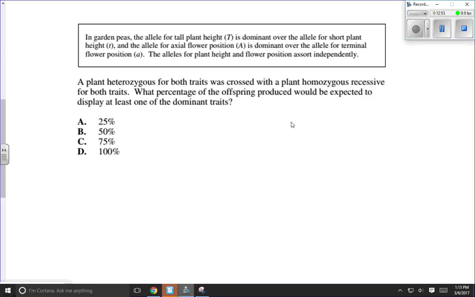So this first one deals with peas. The allele for tall, big T, is dominant over the allele for short. So big T equals tall. I always write out what my symbols mean. It helps me keep on track with what I'm talking about here. So big T tall, little t short. And then we have axial flower position, A, over terminal flower position, little a.